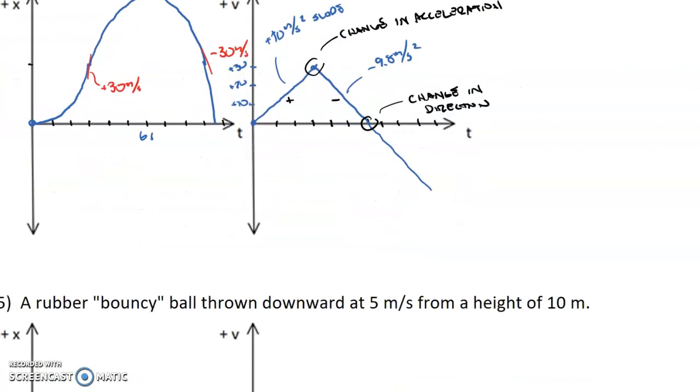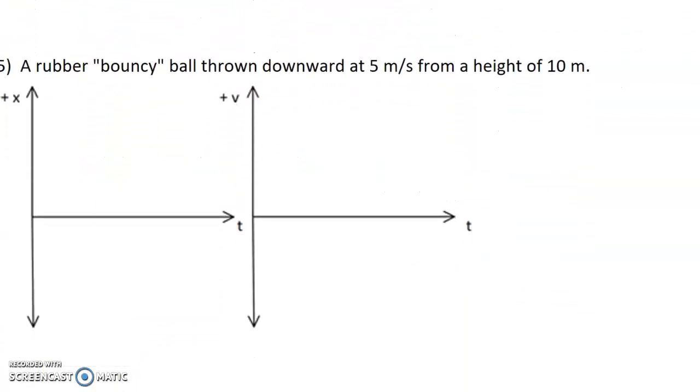All right, let's do one more problem here. This is a little bit of a funny one. It's kind of a combination of what we've seen. We've got a rubber bouncy ball thrown downward, starting at 10 meters. It's thrown downward, so it should have a negative slope at the start. And so gravity should pull it down pretty quick to the bottom.